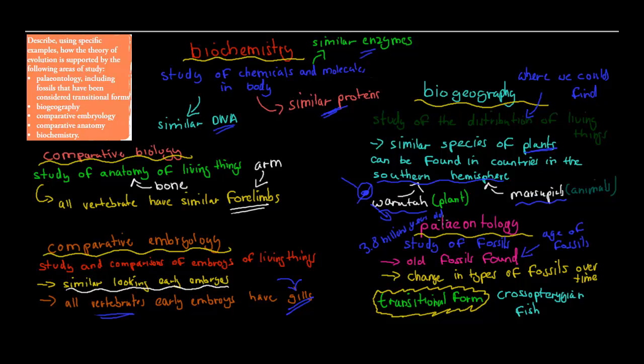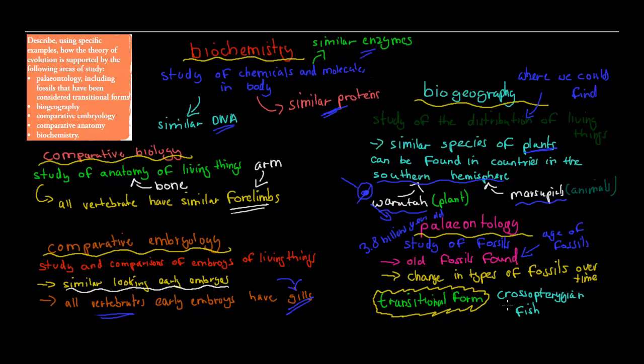So that's in terms of how old the oldest living thing is. And we know that fossils have changed over time, so there weren't always the same animals around, and that we can use those fossils to look at those changes. And then we need to talk about the transitional form.